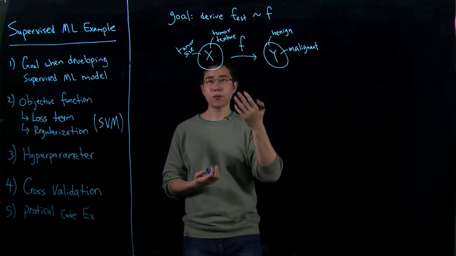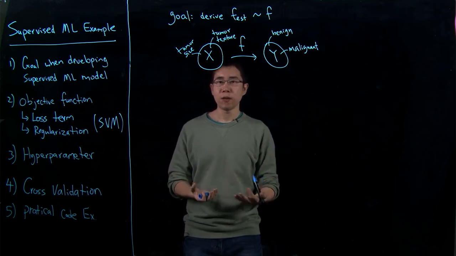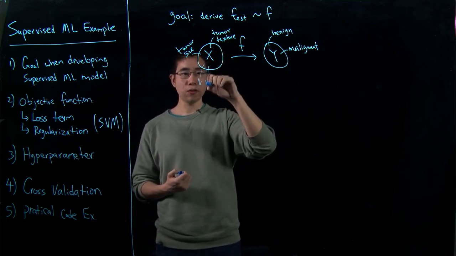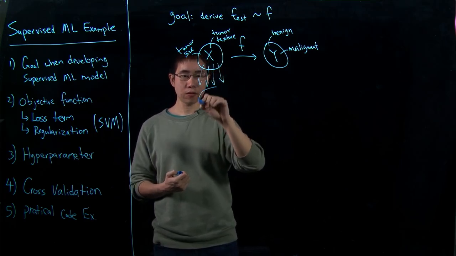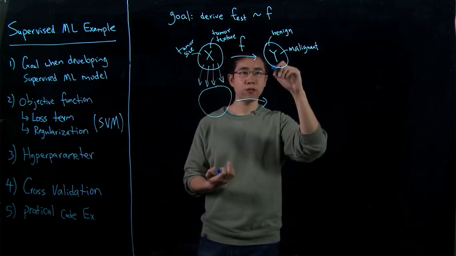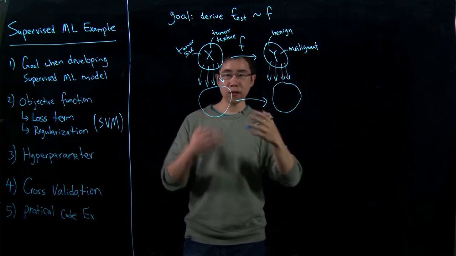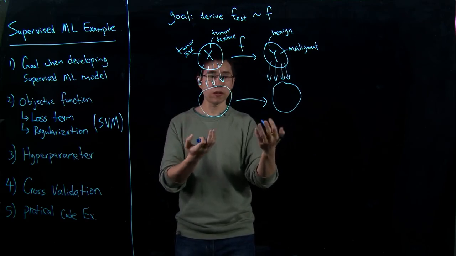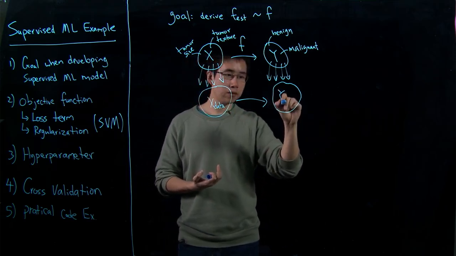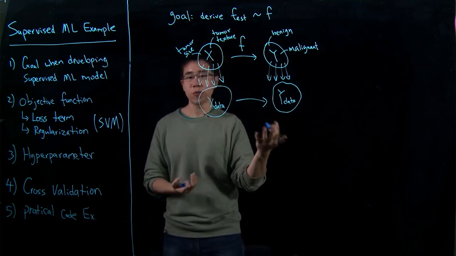Now, in order to accomplish this goal, we must first gather some data. And to do that, we basically sample from this distribution X. So let's collect some data from X and look at the corresponding outputs from Y. And let's call this sampled data set X data and Y data. And this is essentially our training data set that we will collect.